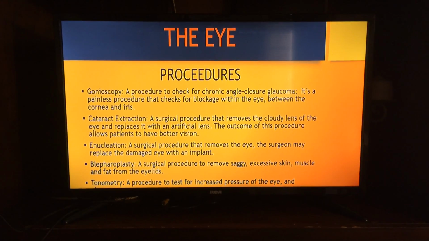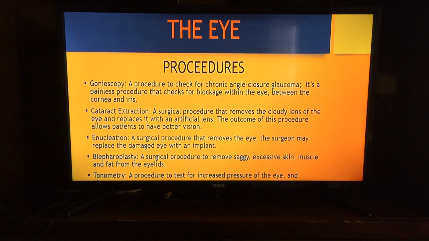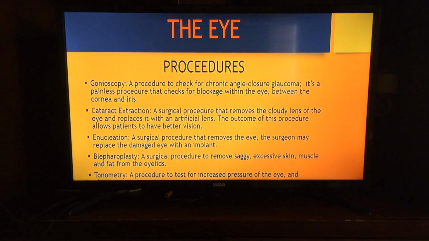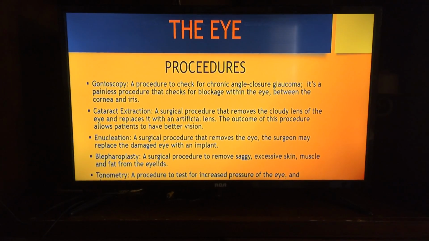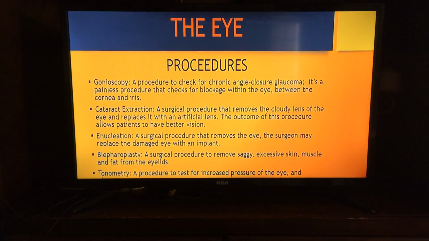Here are a few procedures. Gonioscopy is a procedure to check for chronic angle closure glaucoma. It's a painless procedure that checks for blockage within the eye between the cornea and the iris.